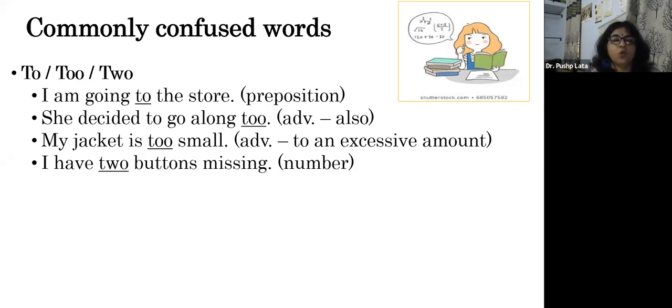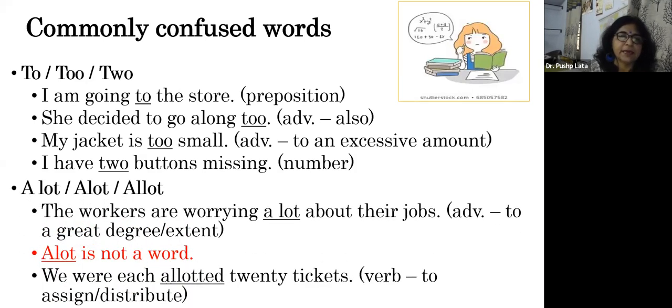Let me use TO. She decided to go along too. That means she decided to go with us, or she also accompanied us. So it cannot be TO, it has to be TOO. So check for that. My jacket is too small. So it talks about the excessive amount. So there also it's fine. I have 2 buttons missing. So you are writing the number here. So just check on that. We should not confuse with the spellings there.